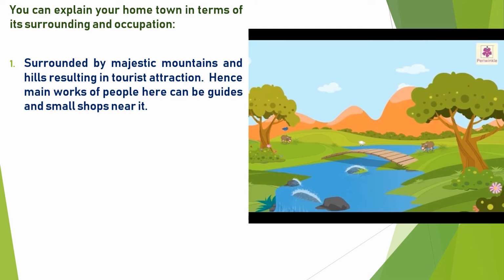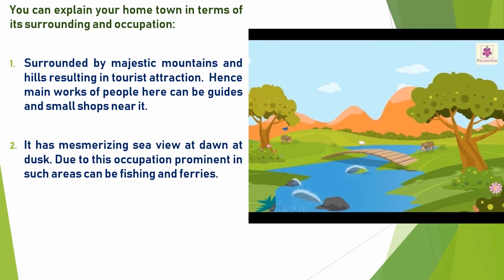So what all can you include while you are talking about the surroundings and the occupation? You can include the mountains, the hills, the rivers, lakes or oceans and seas, and your forest or greenery. So if you are surrounded by hills or mountains, then it may become a tourist attraction because it will have waterfalls and majestic mountains, large, strong hills, something like that.